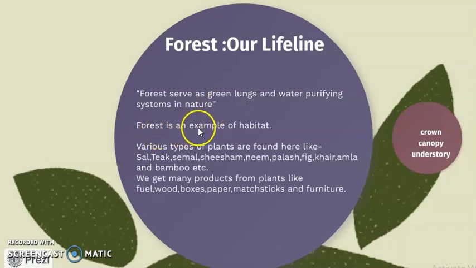So forest is the best example of a habitat. What is a habitat? A habitat is a place where an organism lives. In a forest, we will find a variety of organisms. Various types of plants are found here, like sal, teak, simul, shesham, neem, palash, fig, khair, amla, bamboo, etc. They all have their own benefits.